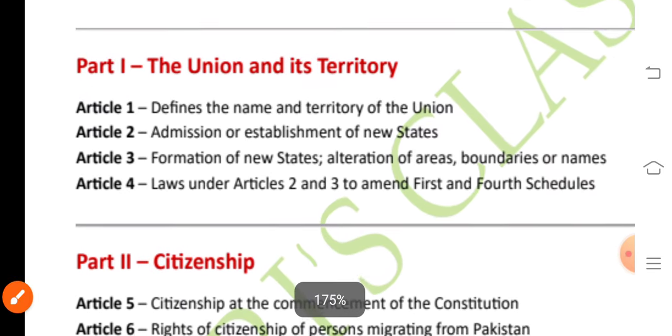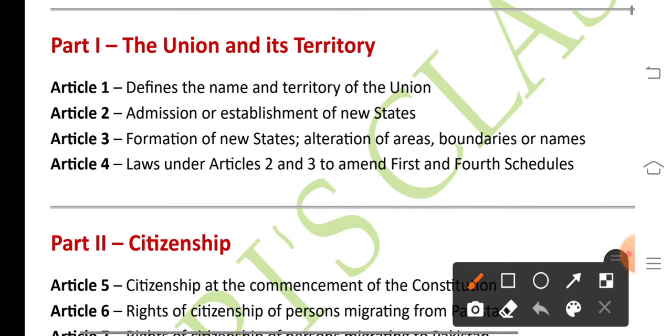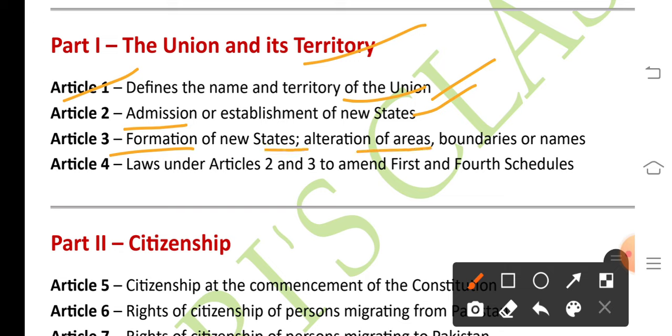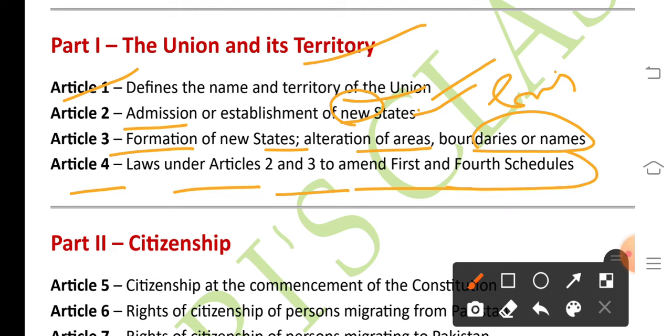So let's begin. Part 1, that is the Union and its territory. Article 1 defines the name and territory of the Union. Article 2, admission or establishment of new states. Article 3, formation of new states, alteration of areas, boundaries or names of existing states. So Article 2 is for new states, Article 3 is for existing states, and Article 4 says laws under Articles 2 and 3 to amend 1st and 4th schedules.